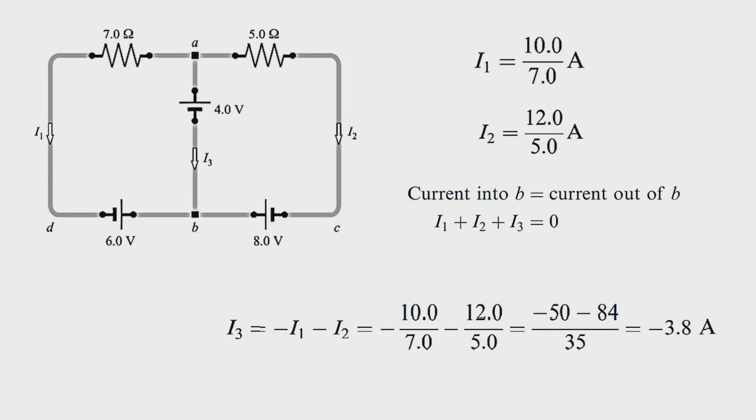And that should be equal to negative 10 over 7 minus 12 over 5, which is equal to negative 50 minus 84 over 35, and I3 should be equal to negative 3.8 amperes. So again, I1 is 10 over 7 amperes, I2 is equal to 12 over 5 amperes, and I3 is equal to 3.8 amperes.